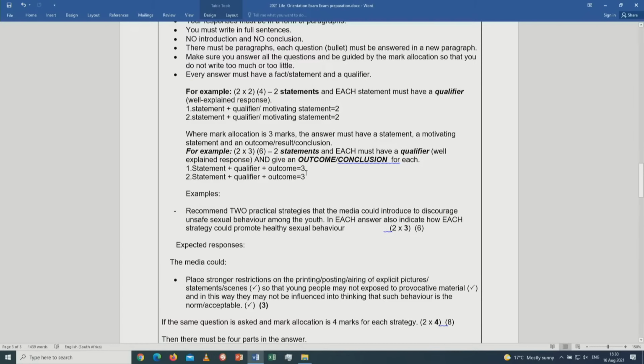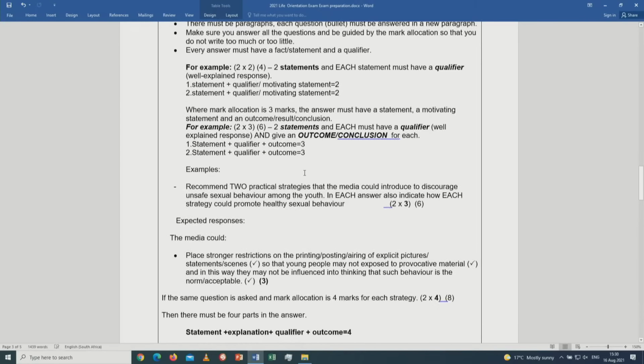Let's see how we approach such questions. For example, 2 times 3 means you must have 2 statements, and each statement must have a qualifier, and the third part, which will warrant you an extra mark, which is the third mark, you must give an outcome or a conclusion or a result of whatever statement that you have given us.